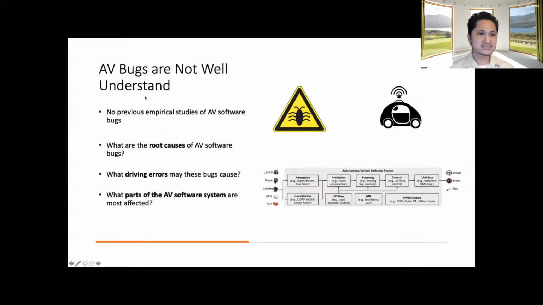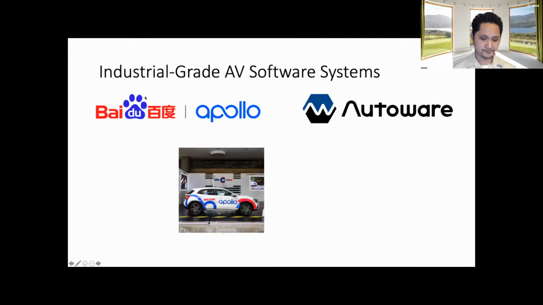And so this is just one example of how these AV bugs are not well understood. Besides the fact that there are really no previous empirical studies of AV software bugs, we have a poor understanding of the root causes of these bugs, what kinds of errors may result due to these causes, or even what parts or components of the AV software system are most buggy or most affected. One of the obstacles to performing such empirical studies has been the lack of industrial grade AV software systems, or at least researchers generally having access to such systems.